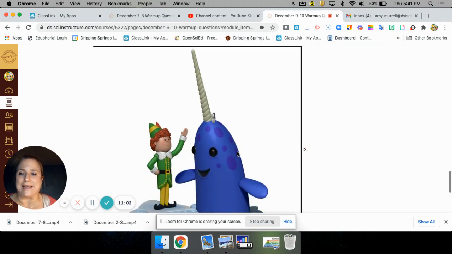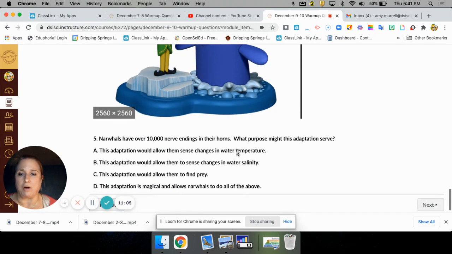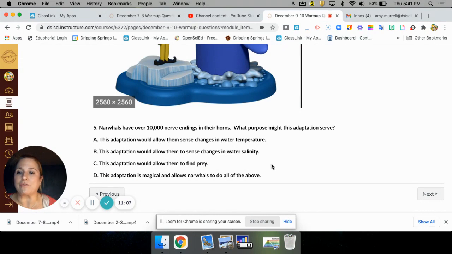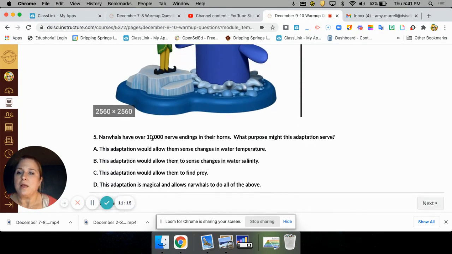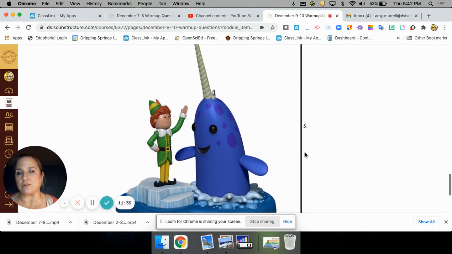And then finally, while we're up north, narwhals. Narwhals have over 10,000 nerve endings in their horns. What purpose might this adaptation serve? This adaptation would allow them to sense changes in water temperature. This adaptation would allow them to sense changes in water salinity. This adaptation would allow them to find prey. Or perhaps this adaptation is magical and allows narwhals to do all of the above. And yes, it is. It's magical and allows narwhals to do all of the above because they are magical creatures.